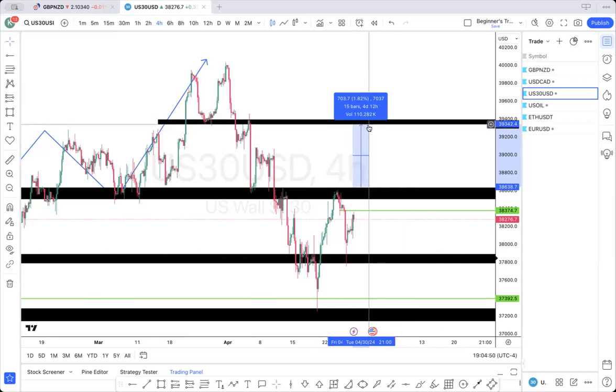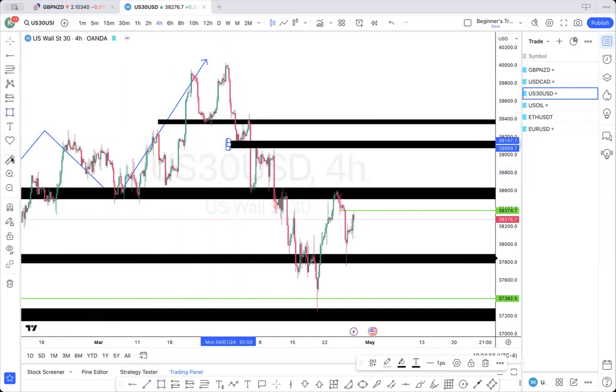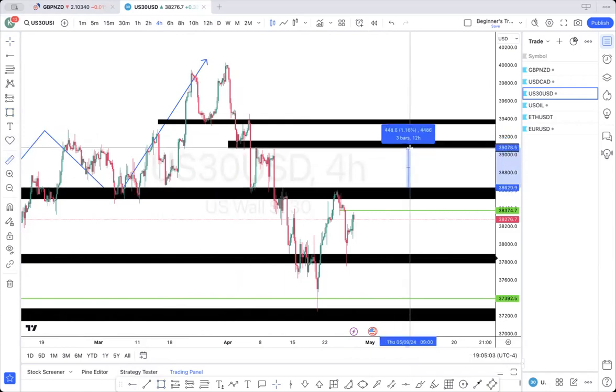If you were not patient enough to wait for that, then the next key level, which is, we're on the 4 hour now, so we're looking at 4 hour zones, would be from here to here, which is 400 pips. Still good, 439 pips. And why did I mark up this zone? Because it was a level of support that then turned into a level of resistance.